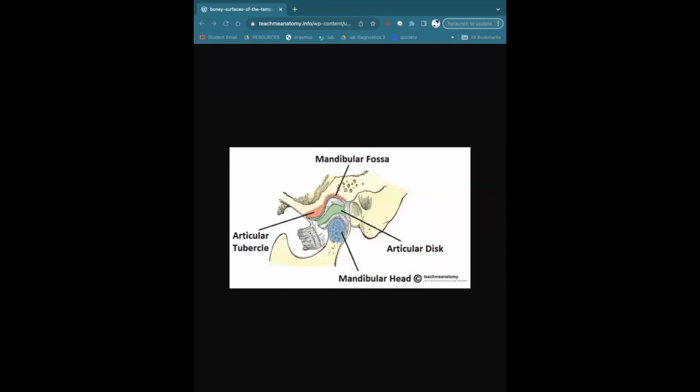So first, the temporomandibular joint is formed by the articulation of the mandible and the temporal bone of the cranium. Again, the temporomandibular joint is formed by the articulation of the mandible and the temporal bone of the cranium.